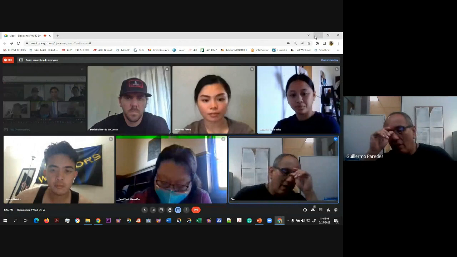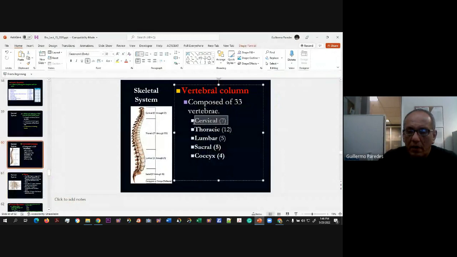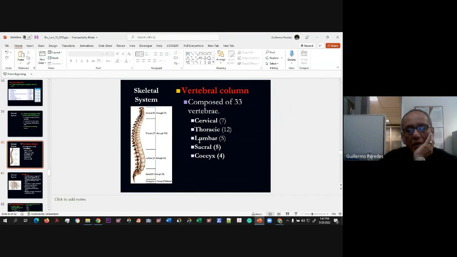Seven cervical. Cervical is basically the neck. At the level of the thorax, we have 12 thoracic vertebrae. Lumbar, we have 5. Sacral, 5. And coccygeal, 4. Make the summation, it is 33. So 7, 12, 5, 5, 4.